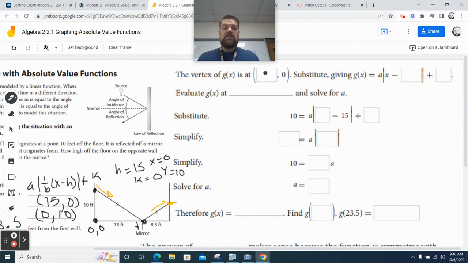So the vertex of this is 15, 0. So we're going to plug that in. My h is 15, my k is 0. And then we're going to substitute, or evaluate, at 0, 10. Remember that this is the x value and this is the y value. So this is my y. This is my x, which I'm going to plug in 0. And then my k value is also 0.